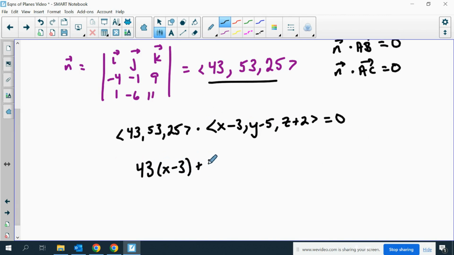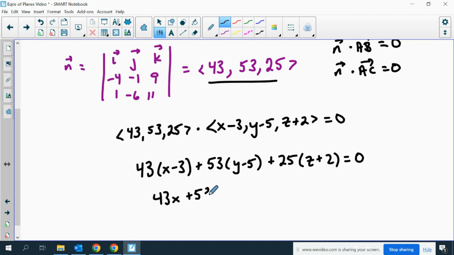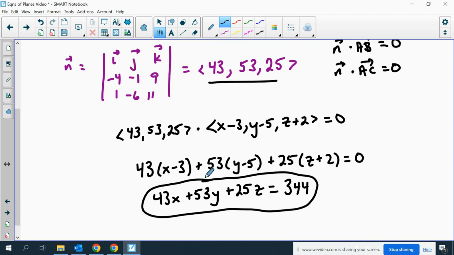43 times x minus 3, plus 53 times y minus 5, plus 25 times z plus 2, equals 0. So 43x plus 53y plus 25z equals 344, and that is another equation of a plane from 3 points.